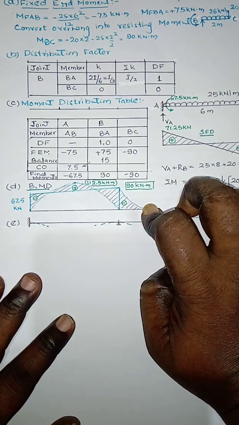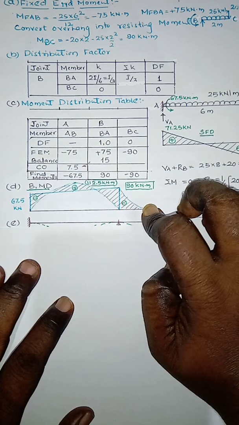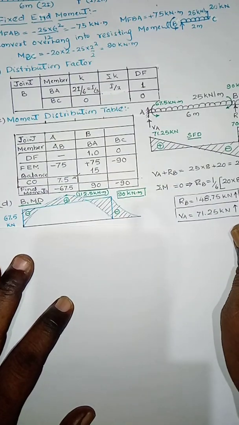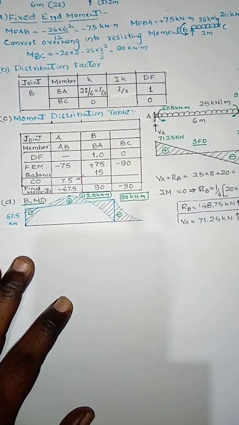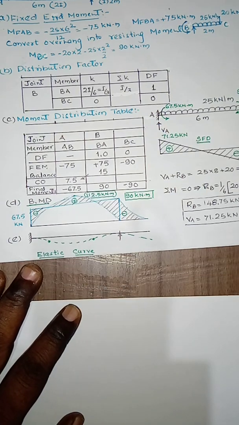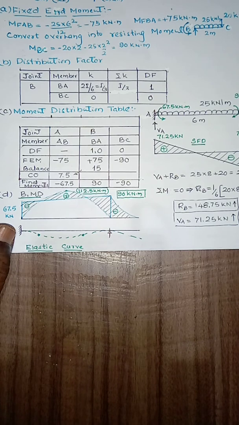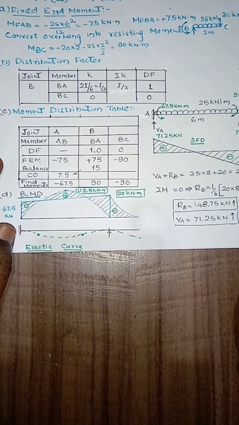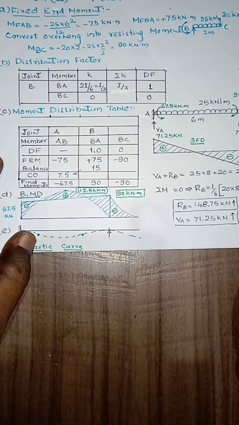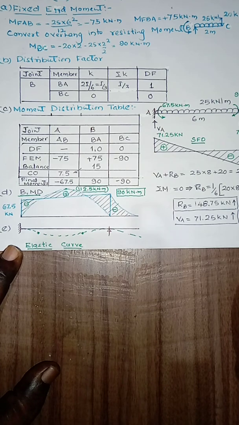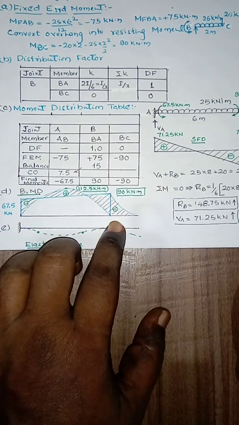Here A to B is subjected to UDL. The maximum bending moment occurs at the center. That is WL square by 8, which is 25 into 6 square divided by 8. That is 112.5 kilonewton meter, and that occurs at the center of AB. Then from B to C, at the support the bending moment is 0.